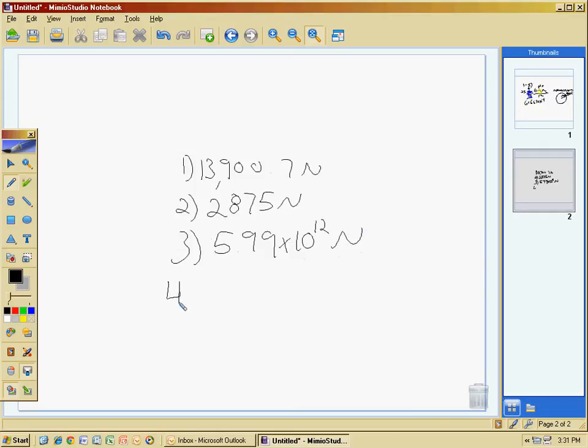Number 4 is the exact same problem. They just changed the numbers around. And that gives you 1.01 times 10 to the 11th newtons. And then number 5, again, exact same problem, just different numbers. And that's going to give you 65.03 newtons. Oh, and I'm sorry, these last 2 are not newtons. They are kilograms.